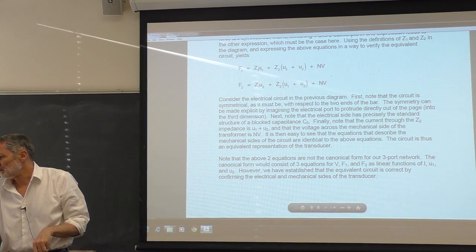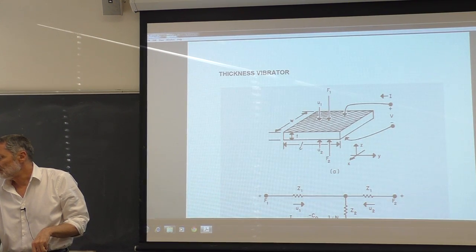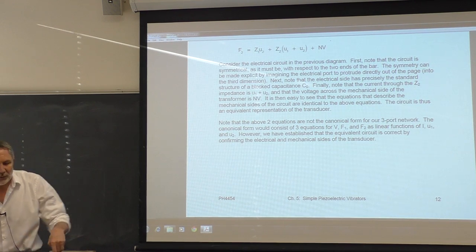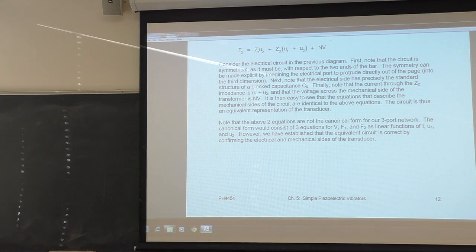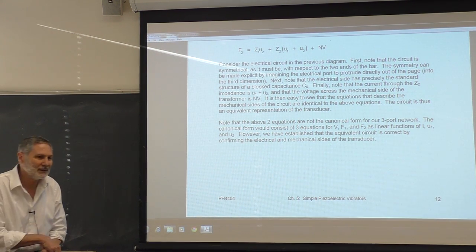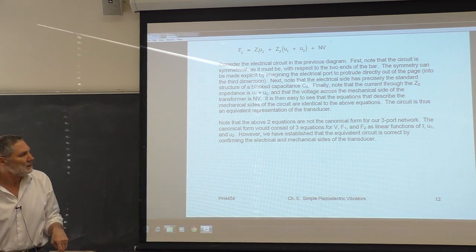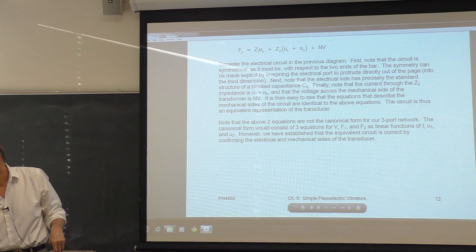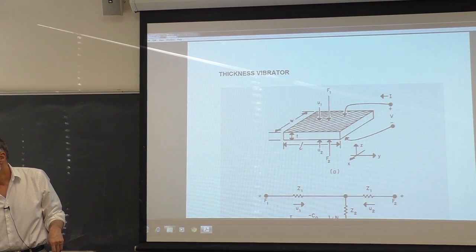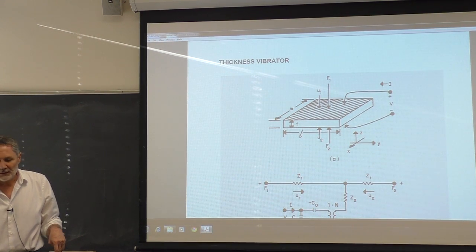Okay, any questions about that? So we'll be doing, I seem to recall, a number of problems with the length expander bar in the problem set next week, and there'll certainly be something on the quiz on this. And that'll help you get used to this.